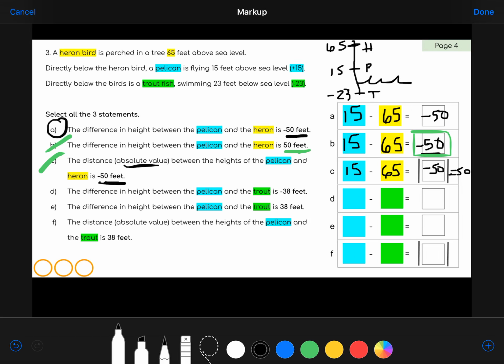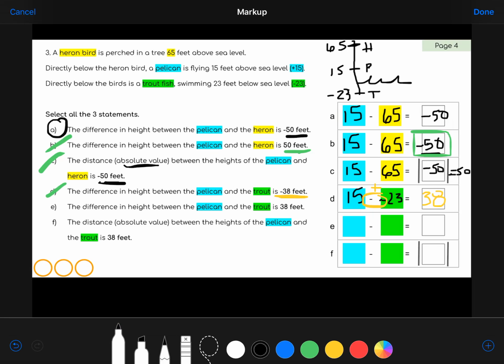Then it says find the difference in height between the pelican and the trout, is that negative 38 feet. So we know the pelican is 15 feet high, the trout is negative 23 feet below sea level. When I have minus a negative, I can go ahead and make that positive. So we have 15 plus 23, which is 38. I see that this says negative 38, so D is not correct.